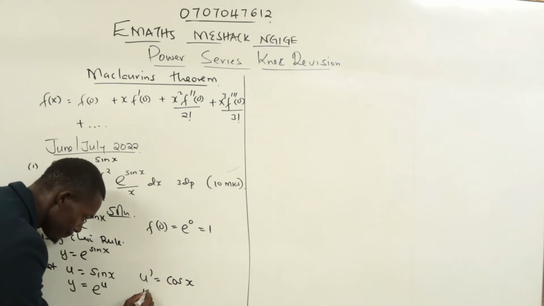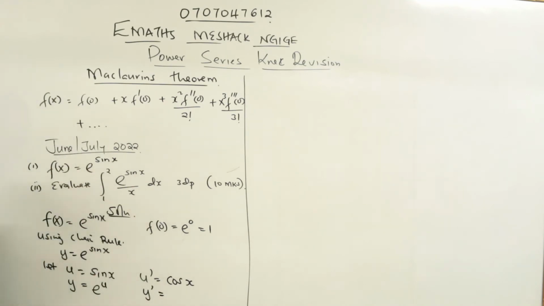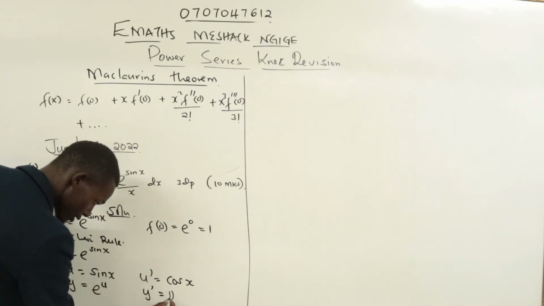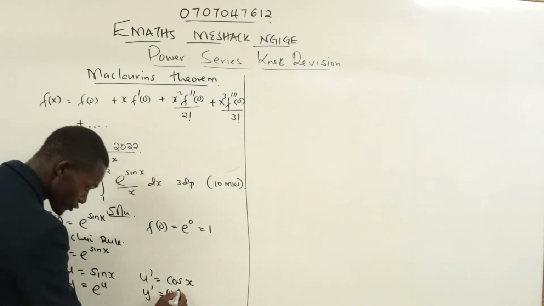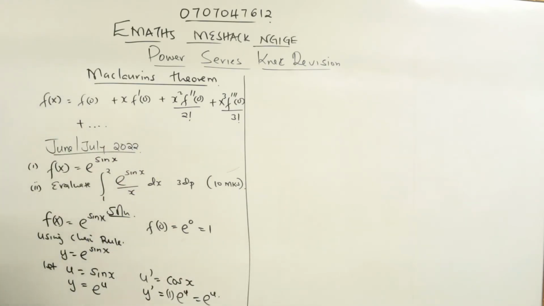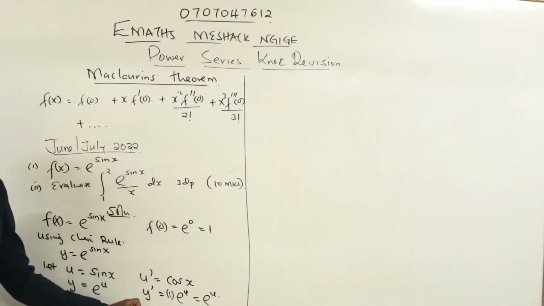When you differentiate an exponent function, you always drop the power. So y prime, what is our value here? Our value here is just 1. You drop 1, then you rewrite your exponent function, which is e^u, still giving you an exponent of u. So the derivative of this function will be given by the product of u prime and y prime.